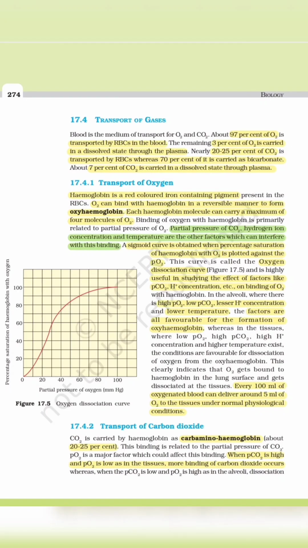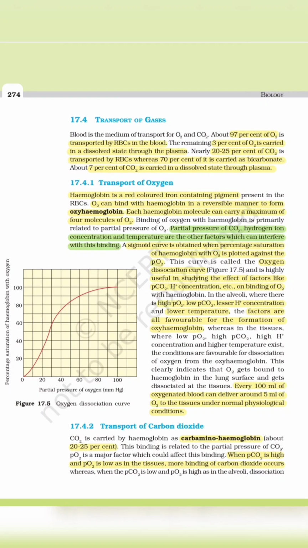Transport of oxygen. Hemoglobin is a red-colored iron-containing pigment present in the RBC. O2 can bind with hemoglobin in a reversible manner to form oxyhemoglobin. Each hemoglobin molecule can carry a maximum of 4 molecules of O2. Binding of oxygen with hemoglobin is primarily related to partial pressure of O2. Partial pressure of CO2, hydrogen ion concentration and temperature are the other factors which can interfere with this binding.